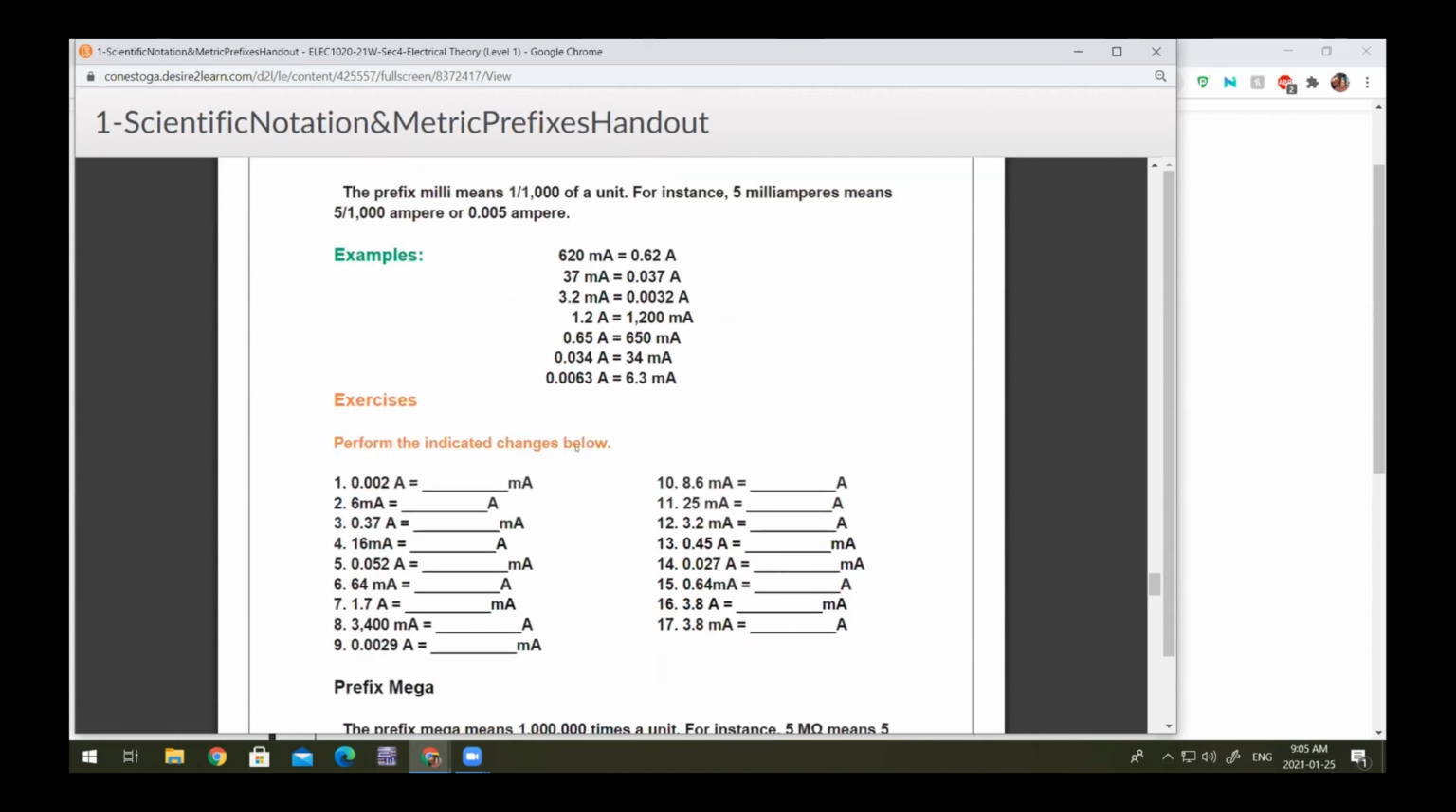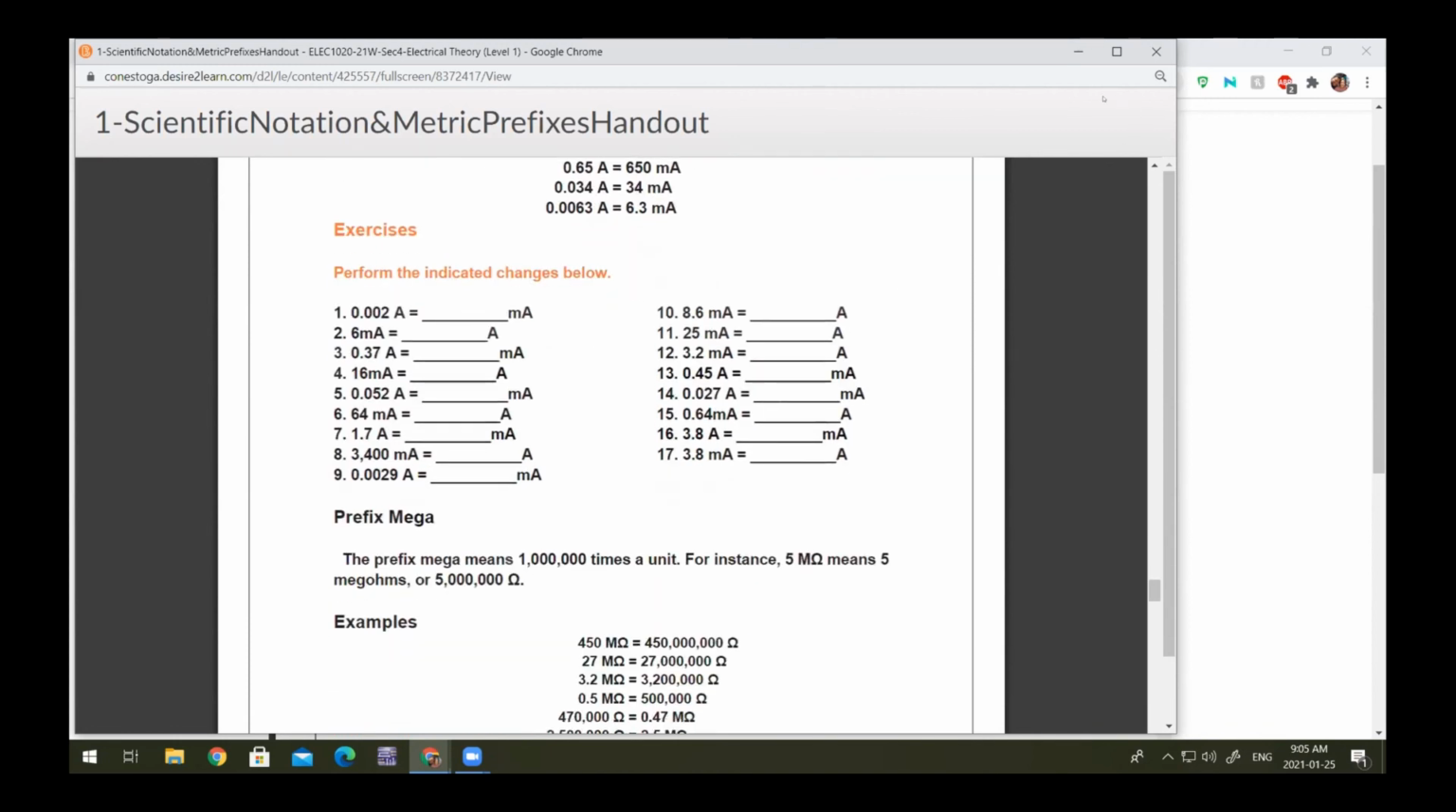Before we move ahead, I'm just going to ask you once more. I'm going to throw you one little problem here to see how you come out. Please make this conversion: 3.2 milliamps to amps. Please go ahead and do it. 3.2 milliamps to amps, please. Go ahead.